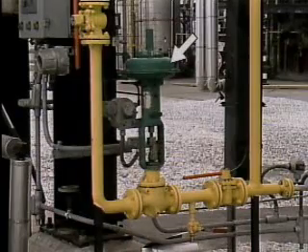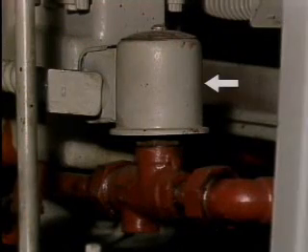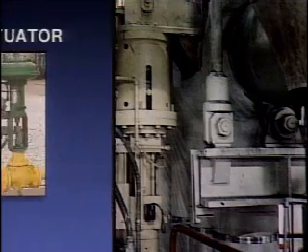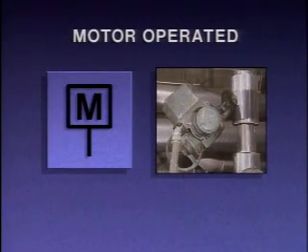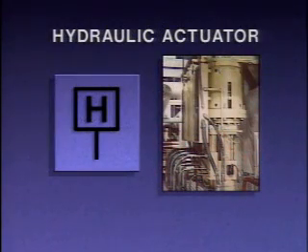The most common actuators are pneumatic or air-operated actuators, motor-operated actuators, solenoid-operated actuators, and hydraulic actuators. The symbol for a pneumatic actuator resembles the side view of an actuator. The other symbols consist of a box containing a letter designation. Some common designations are M for motor, S for solenoid, and H for hydraulic.